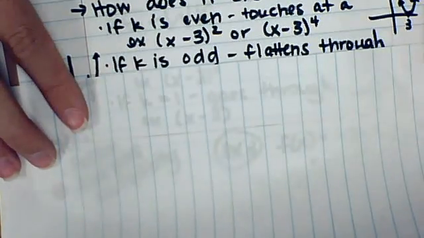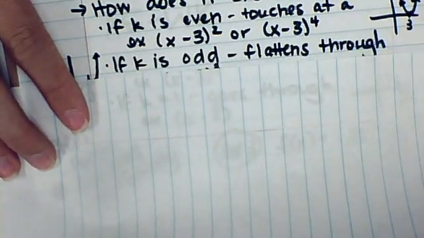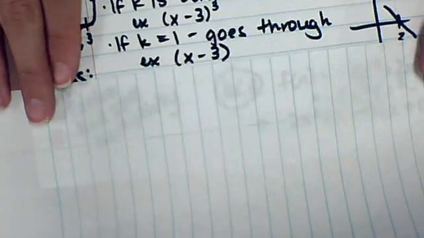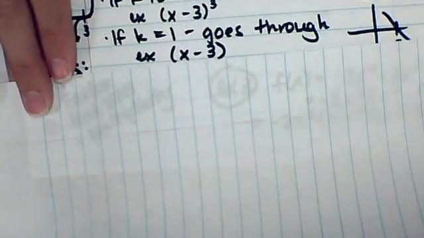Okay, if k is odd, it flattens through the graph. For example, x minus 3 cubed might look like this. It crosses at the point 3 because 3 minus 3 is 0, and it goes through the graph, meaning it flattens through. The last type is if k equals 1, a very special case. If k equals 1, then it goes through at that point. So x minus 3 with no exponent, or with the exponent of 1, crosses straight across like so.